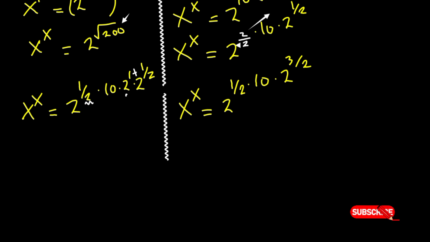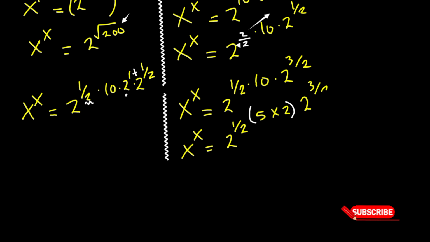So then moving on, when we simplify this, we're going to get x to the power of x to be equal to 2 to the power of 1 over 2. Now we can split 10 and write it as 5 times 2, right? That's mathematically valid. So let me use parentheses. Then we'll say times 2 to the power of 3 over 2.